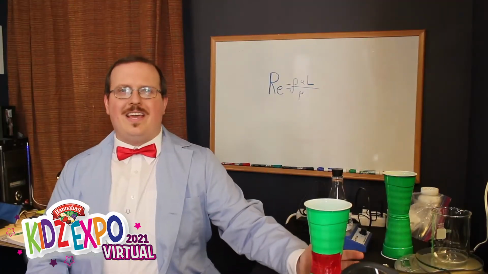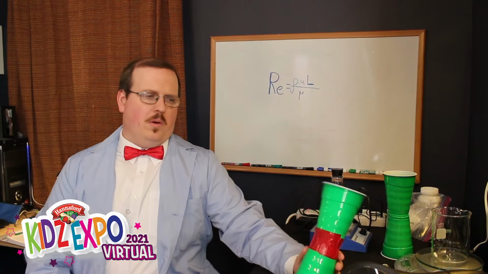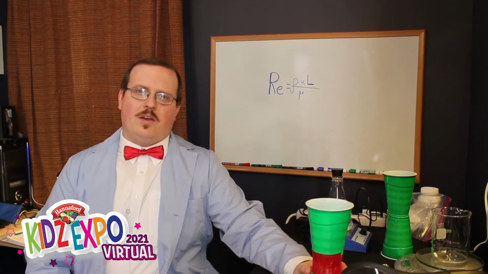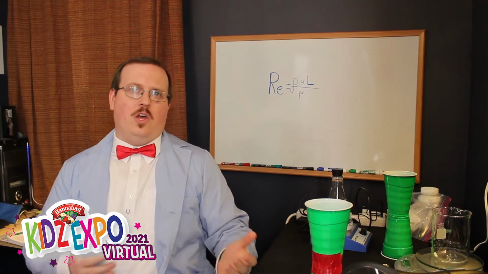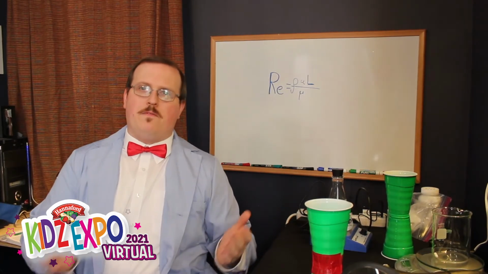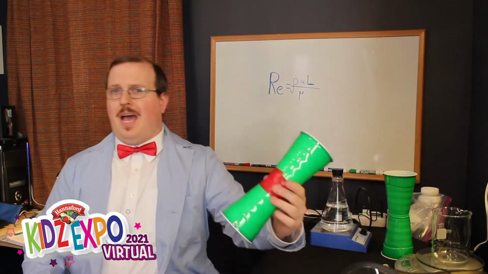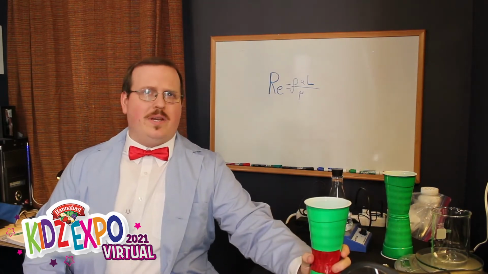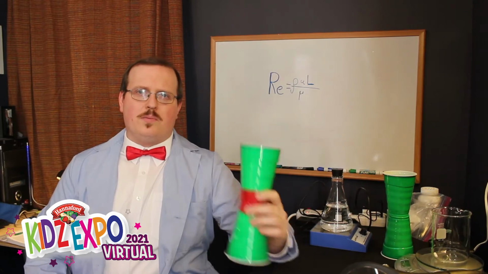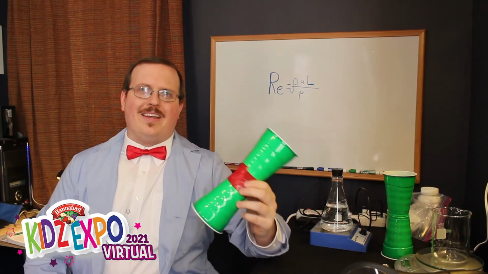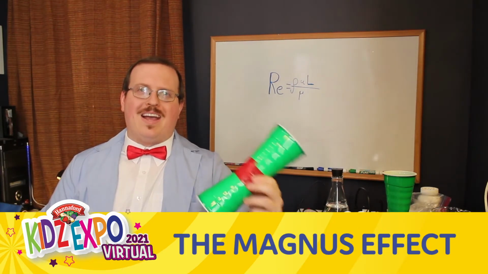So what did we see in those experiments? Well, we saw the cups curve. And we know now that when we create areas of high and low pressure, they can exert a force onto things. And that's what's happening to those cups. But we don't really know how the cups were creating those pressures. And that is the essence of the Magnus effect.